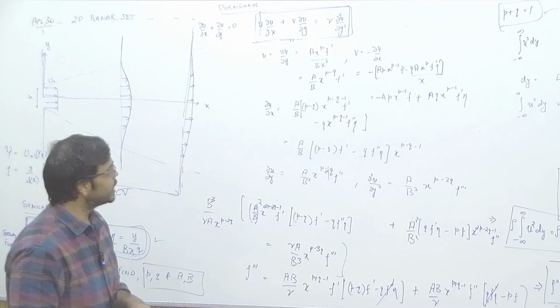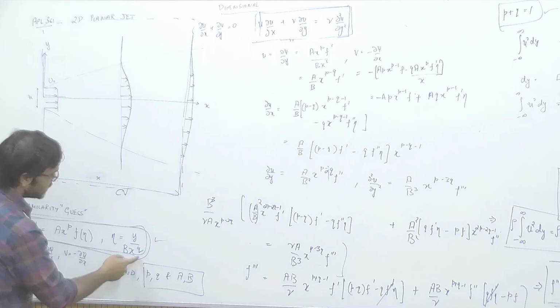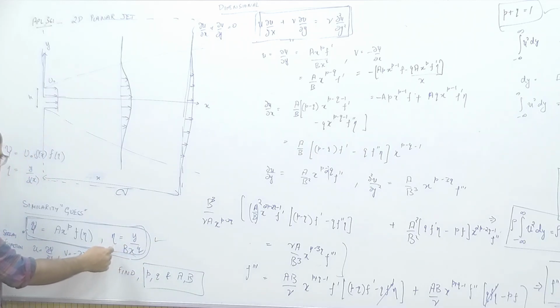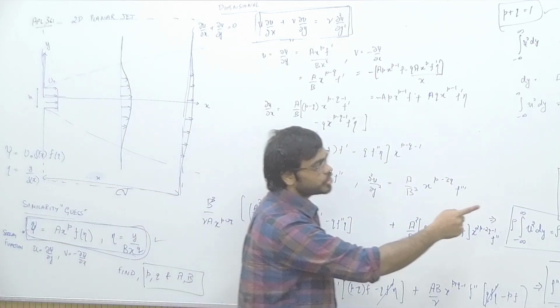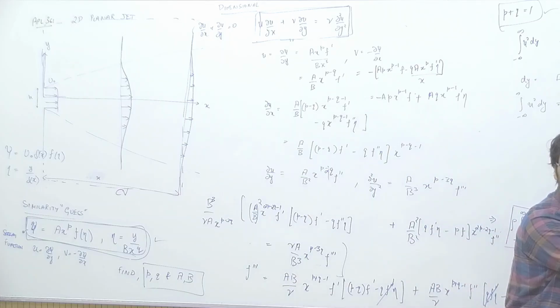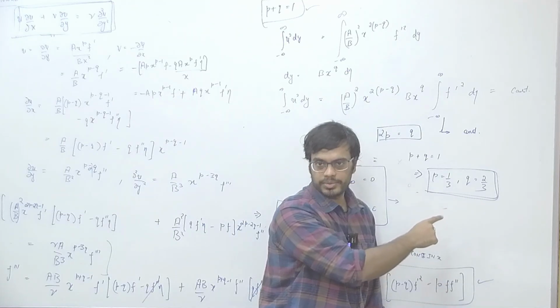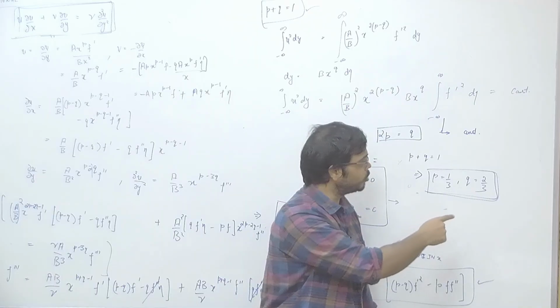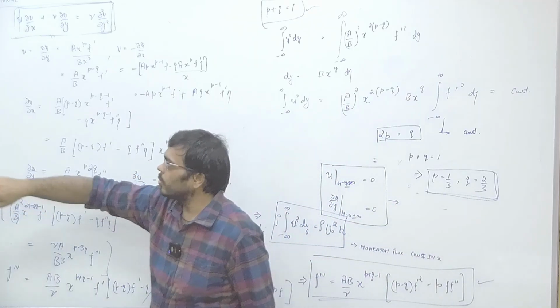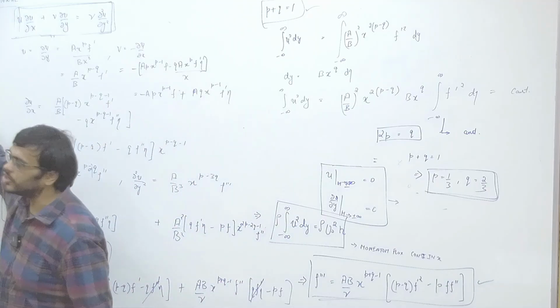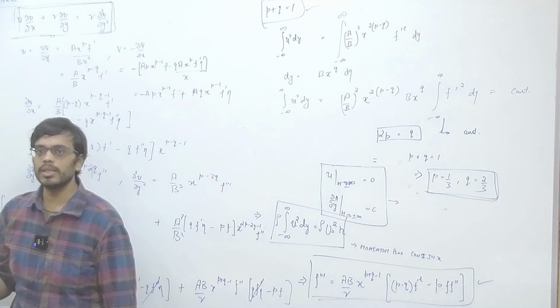And as you can see, if you write this b x to the power q as some delta, then q is 2 by 3. 2 by 3 is larger than half. 2 by 3 is larger than half. So, the increase in this jet thickness is actually faster than the boundary layer.